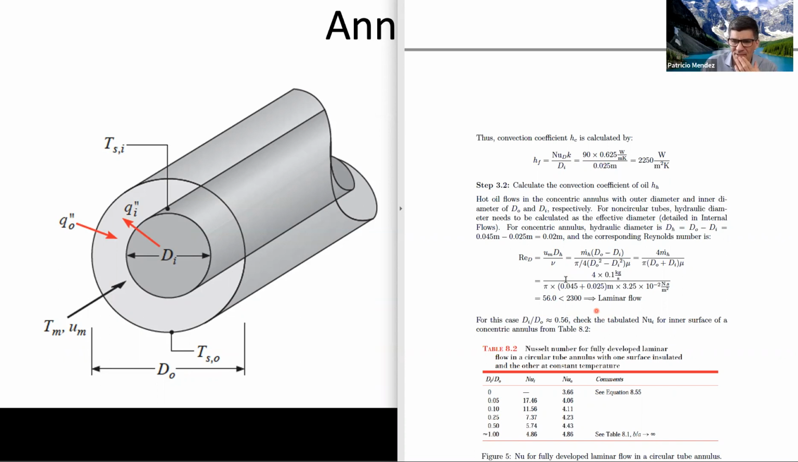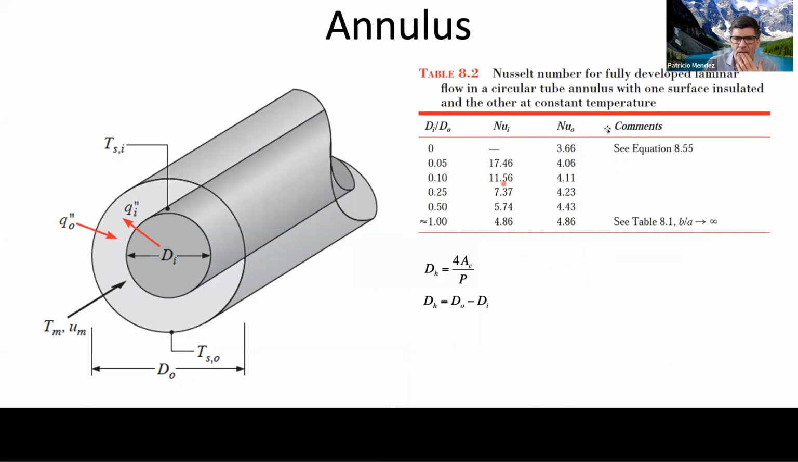So it's laminar flow, and we have fully developed laminar flow. That's something we're assuming that the problem doesn't say. We're assuming fully developed flow, but we should check for entry length. We're not doing it in this problem here. And if you have to, I'm going to ask you.